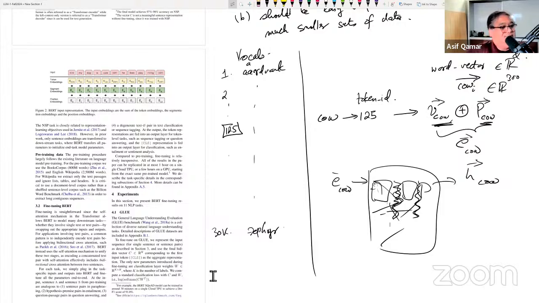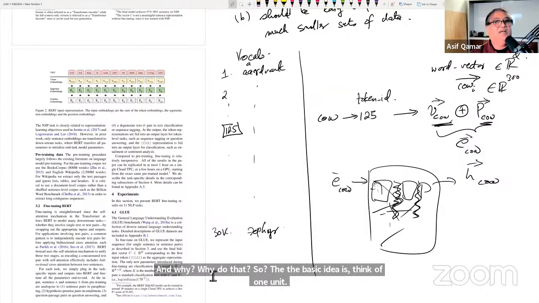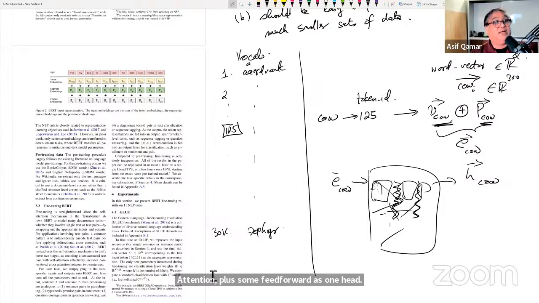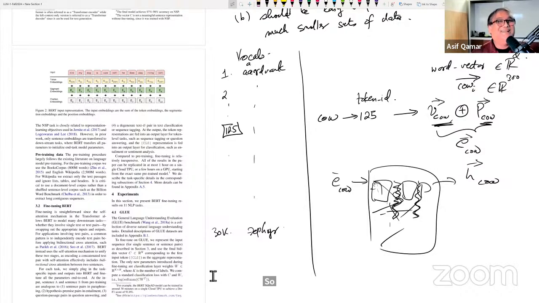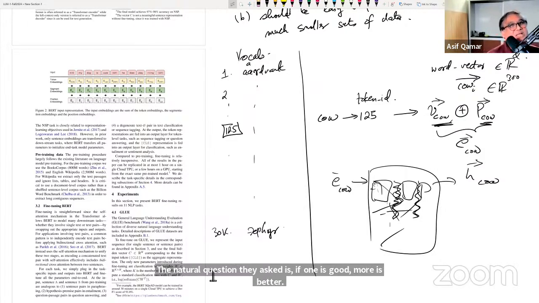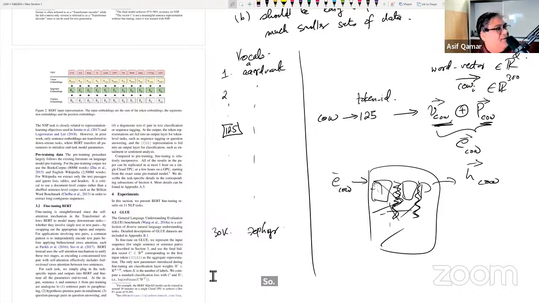Why do we have to do that? The basic idea is to think of one unit, attention plus some feed forward, as one head. What people realized is that one head is doing great. So the natural question they asked is, if one is good, more is better. And practically they realized that you can have multi-head attention, parallel layers.